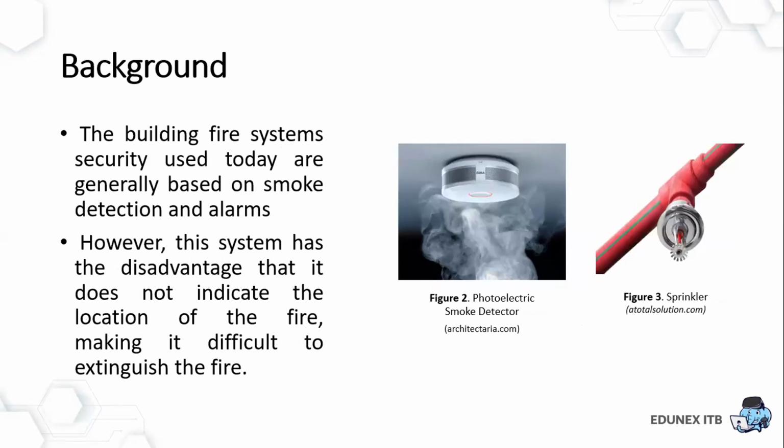One of the security aspects in modern buildings today is the handling of fire hazards. The security systems used today are generally based on smoke detection and alarms, which work by sounding warnings and preventing fire by sprinkling water through a sprinkler. However, the system has the disadvantage that it doesn't indicate the location of the fire, making it difficult to extinguish the fire. So I want to make a system that can cover the shortcoming.